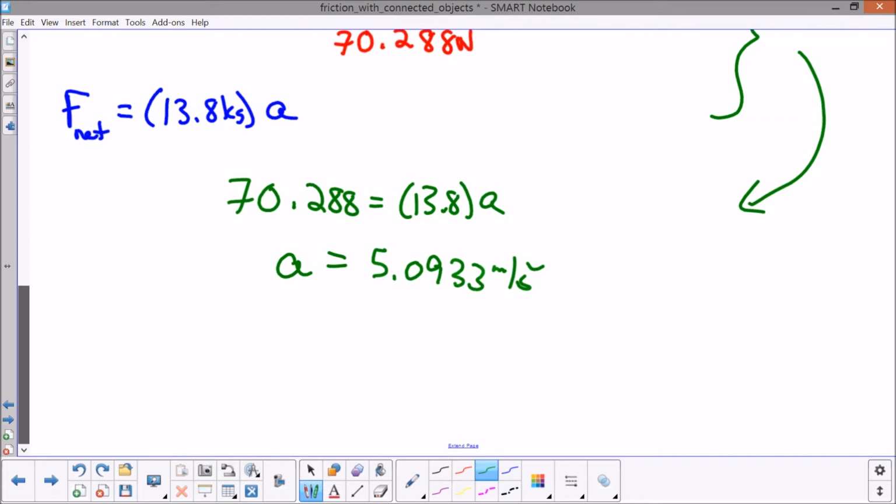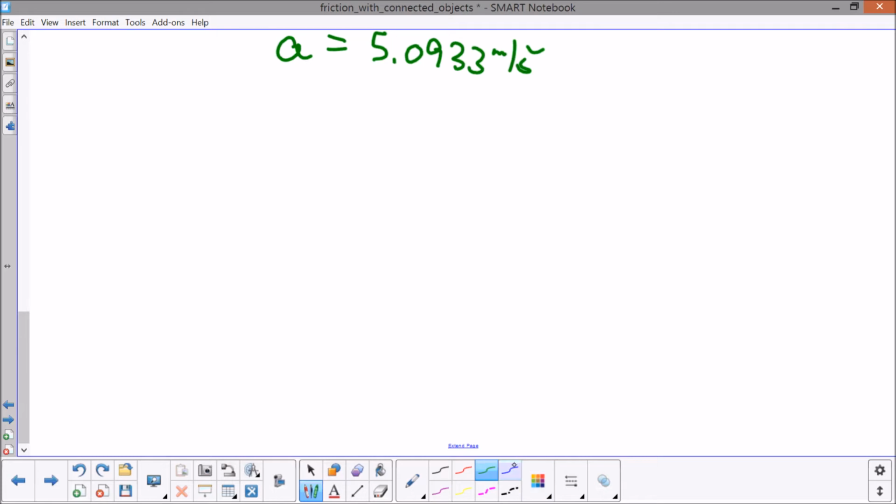Now, I was not told that I needed to find that. We're just asked to find the force of the 2.4 kilogram box on the 9.4 kilogram box. But to be able to find that force, I first needed to find the acceleration of the system. And then once I get that acceleration of the system, then I need to look at either box 2 or box 3.